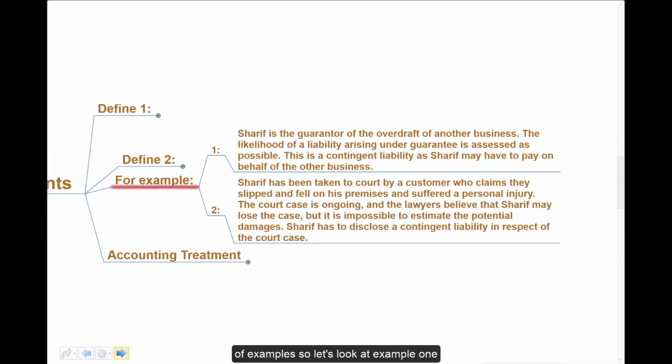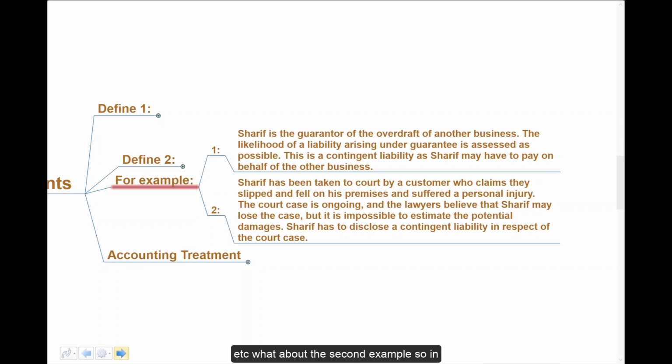So let's look at example one again for Sheriff. He's a busy boy. Sheriff is the guarantor of an overdraft for another business. The likelihood of a liability arising under the guarantee is assessed as possible, so less than 50%. This is a contingent liability, and Sheriff may have to pay on behalf of the other business, not will have to pay, may, less than 50%, only possible. That is a contingent liability. It's contingent upon the business doing well, honoring their debts, etc.